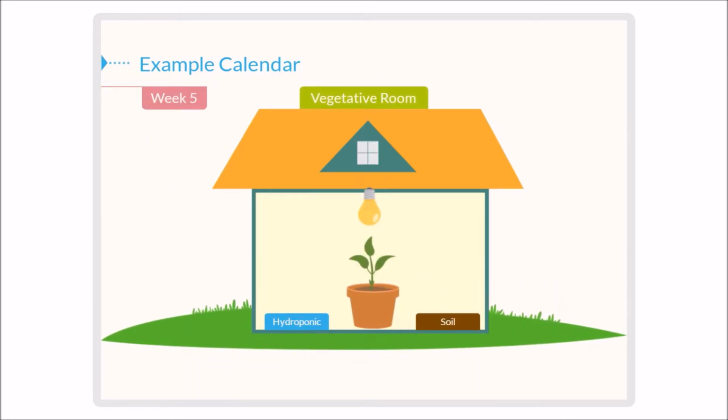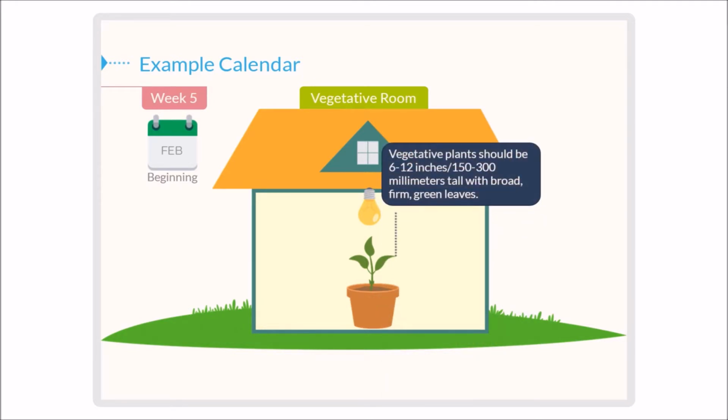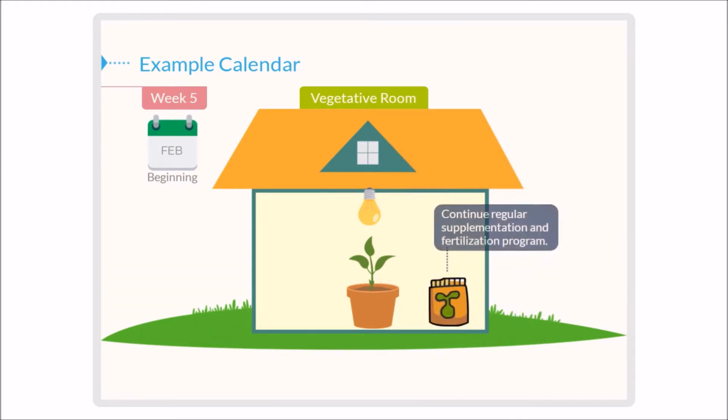Week 5. Second month, Week 5, beginning of February. Vegetative plants should be 6 to 12 inches or 150 to 300 millimeters tall with broad, firm green leaves. Continue regular supplemental and fertilization program.